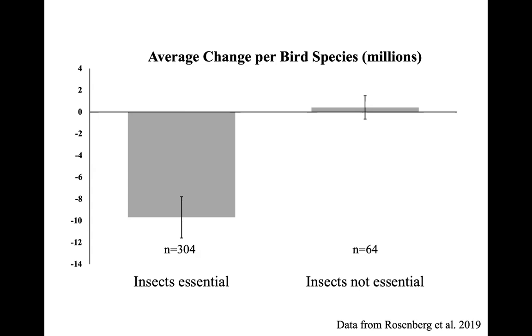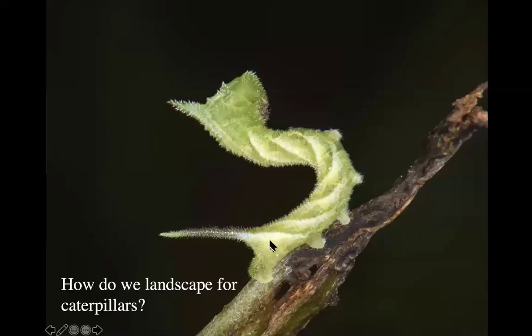Well, the ones that don't need insects didn't lose any numbers at all in the last 50 years, but the birds that require insects lost on average 10 million individuals per species. This doesn't prove cause and effect, but it certainly is suggestive that as you take away bird food, you lose the birds. So if we don't want to lose our birds and all the other things that depend on insects that I'm not talking about, we need to change our goal for landscaping.